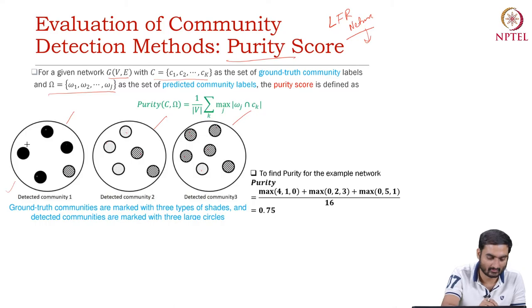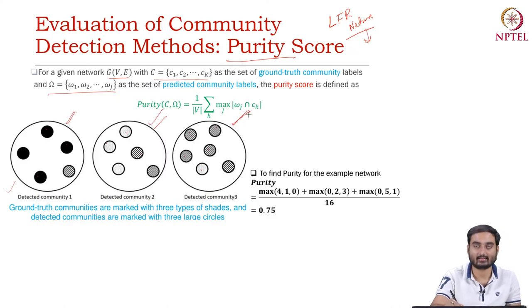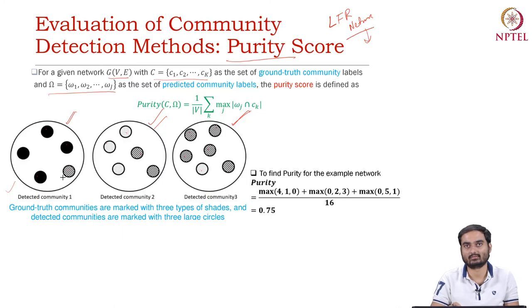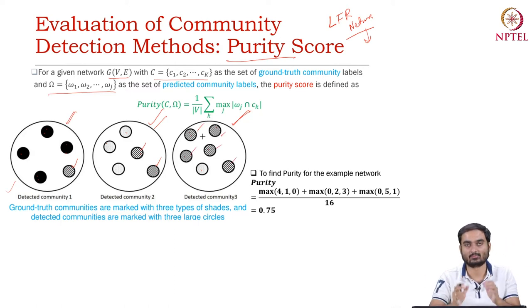1, 2, 3, 4, 5, 6, 7, 8, 9, 10, 11, 12, 13, 14, 15, 16. There are 16 nodes, and the circles are detected communities, and different shades are ground truth communities, meaning that in the ground truth, these four black nodes should be together. According to the ground truth, this node, this node, this node, this node should be grouped together.